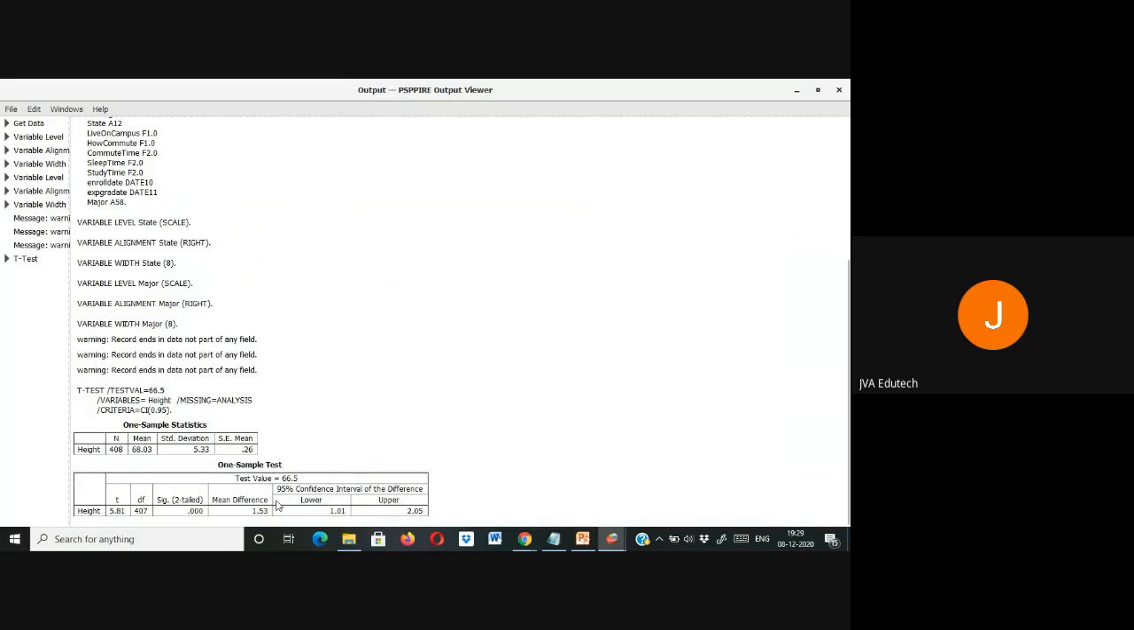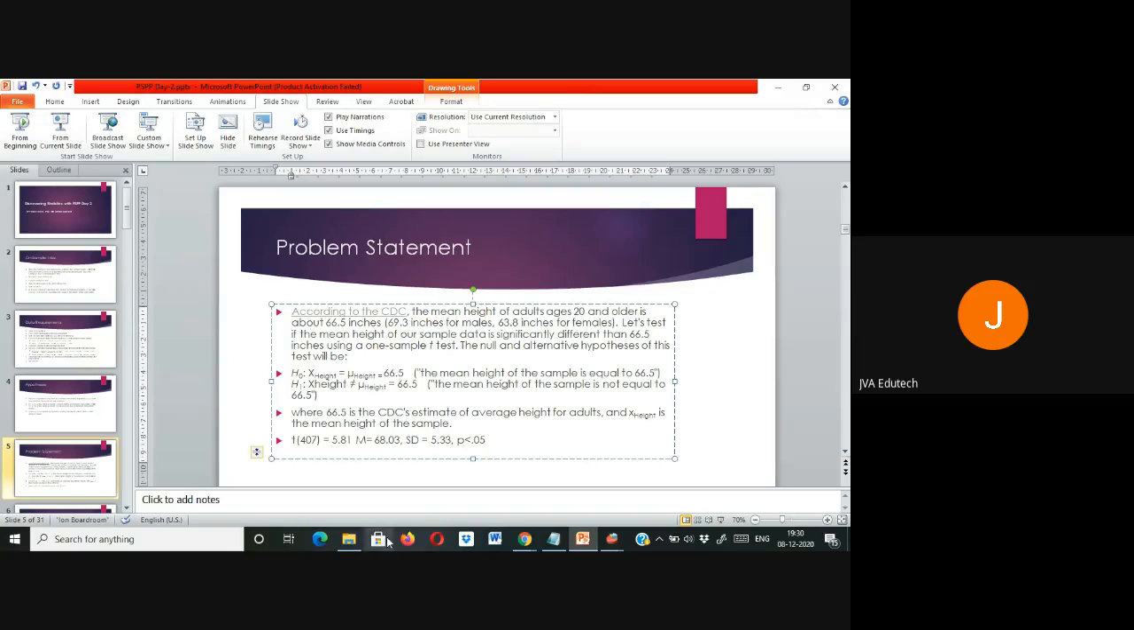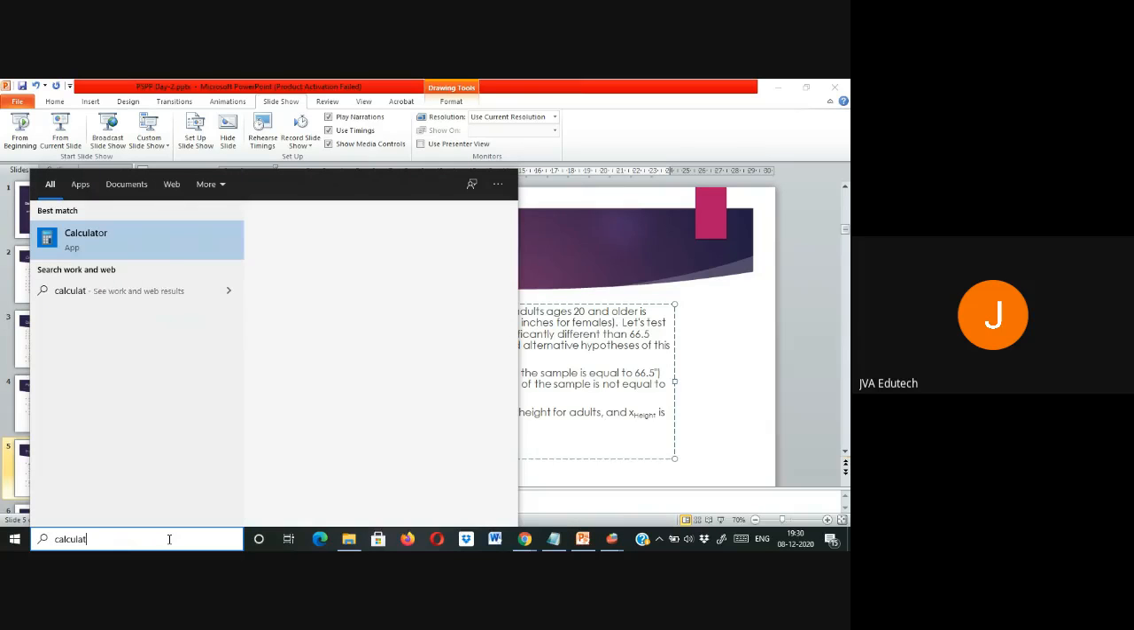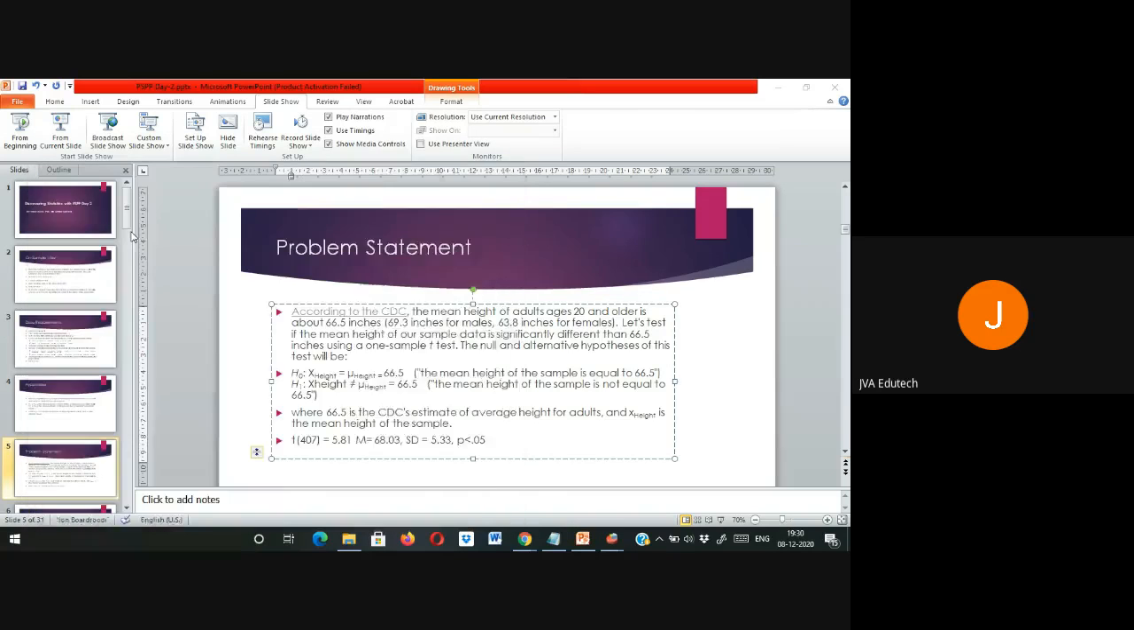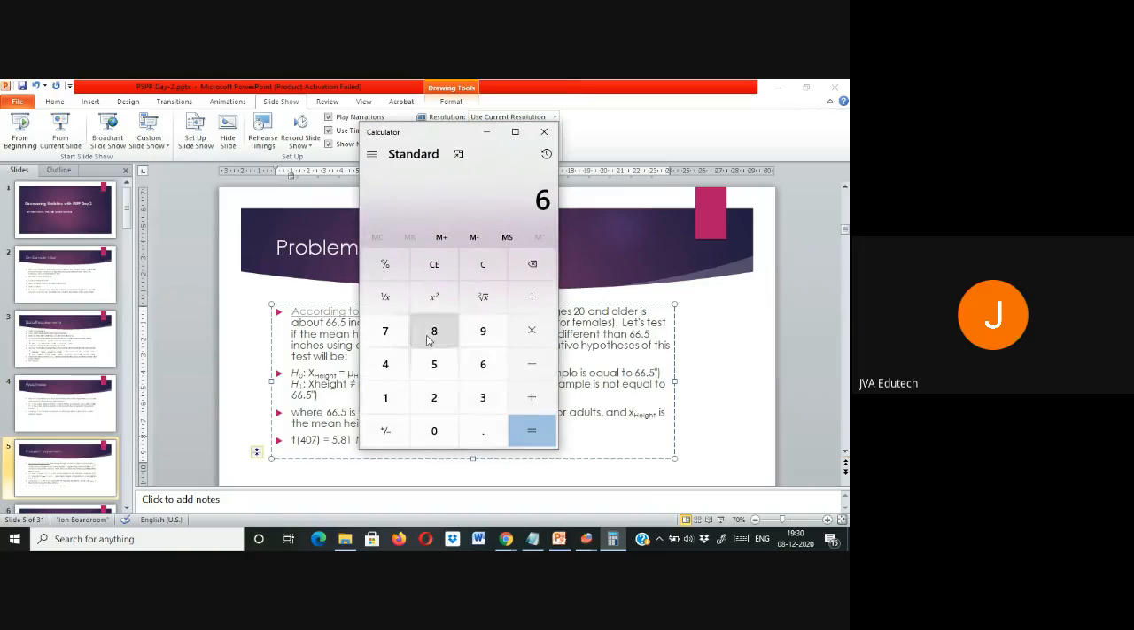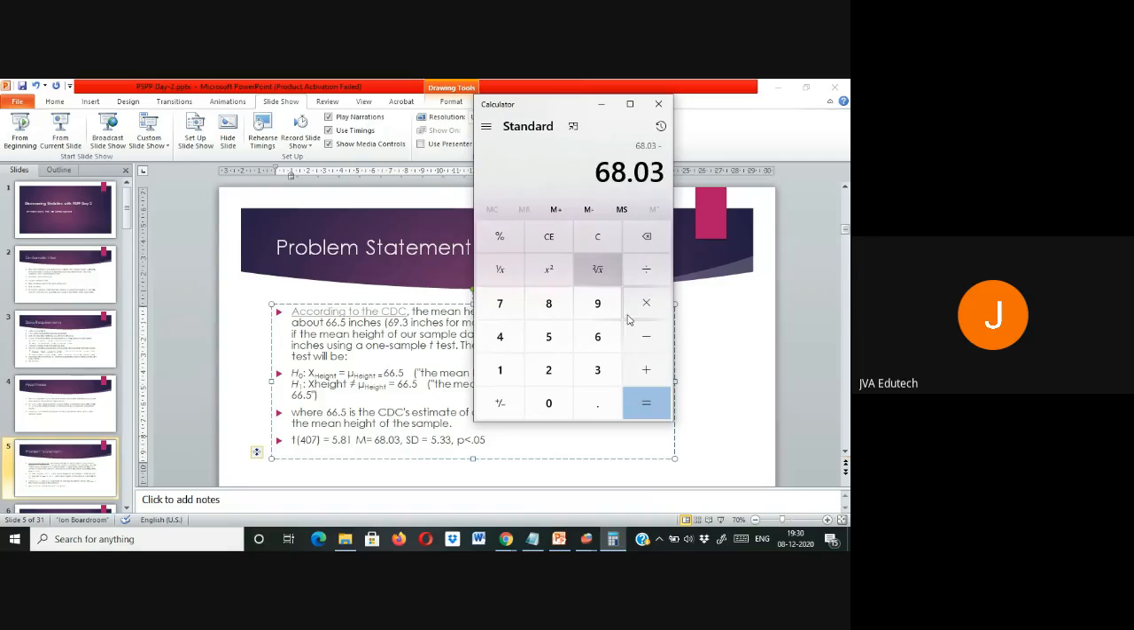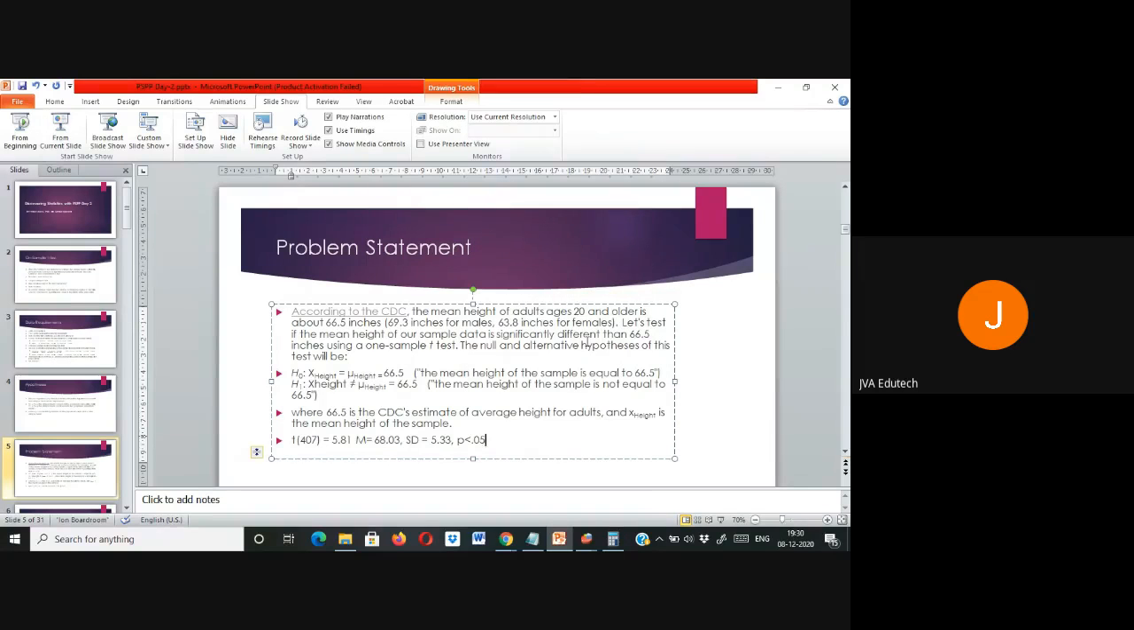Right? And if you calculate, it will give you this mean difference. I think it should be like this. Let's check. 68.03 minus 66.5 is 1.53. This is the mean difference between your population mean height and the sample mean height.